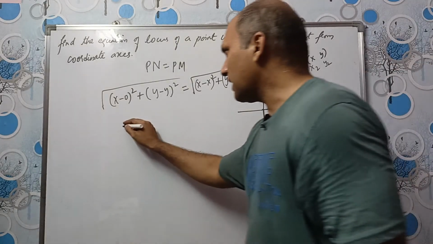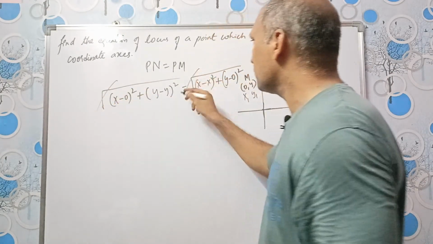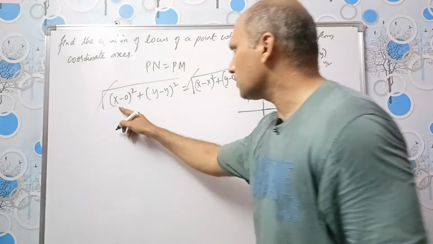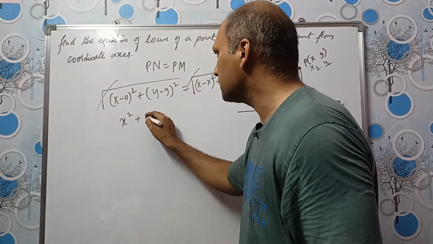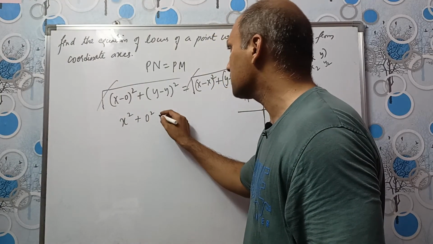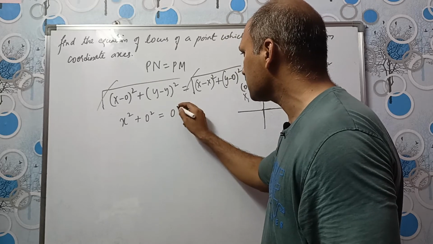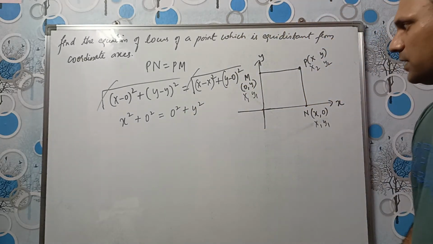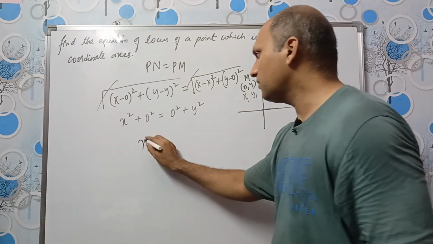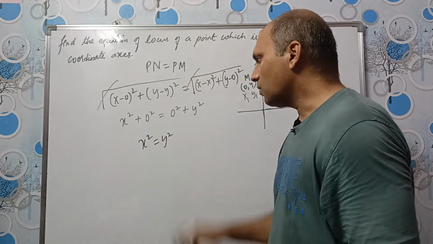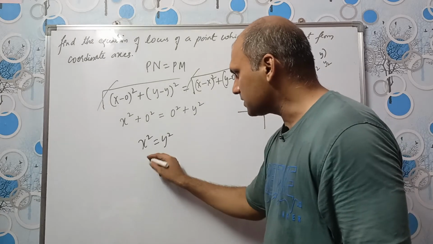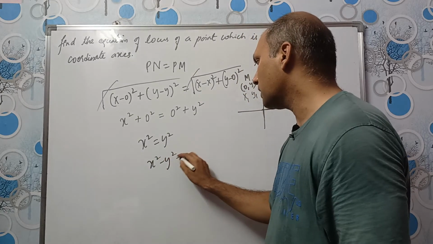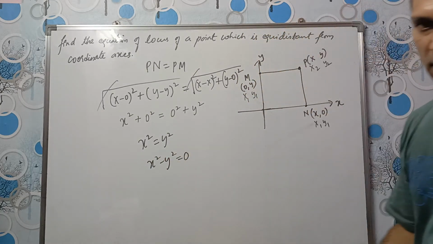So what do we have now? If you square on both sides, of course the roots will get cancelled. So x minus 0 is x, so it is x square. Y minus y is 0, so this will be 0 square, is equal to x minus x is 0, 0 square, y minus y is y square. So finally we have x square is equal to y square, or we can send y square to the other side. X square minus y square is equal to 0.